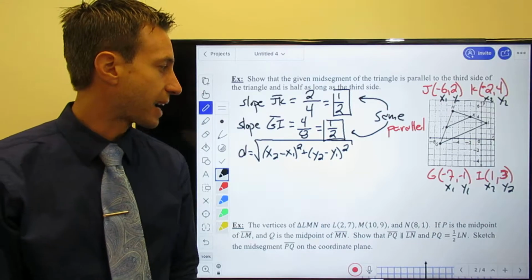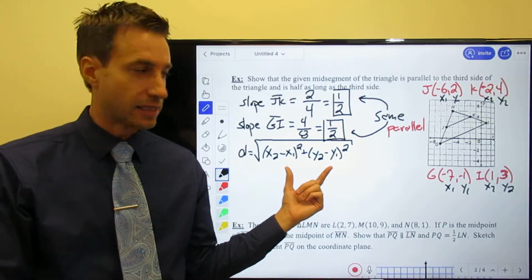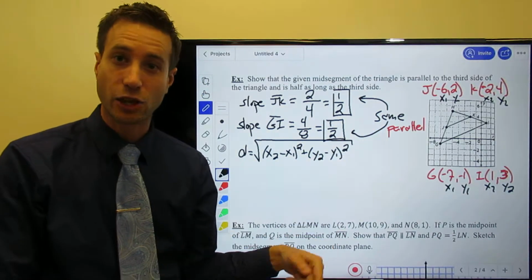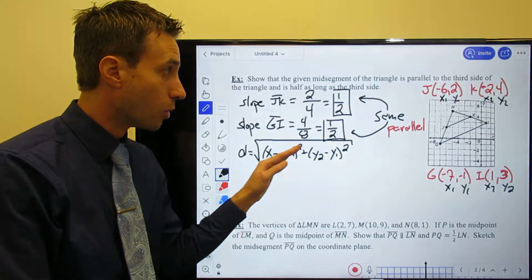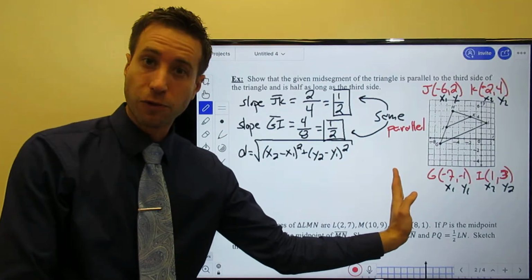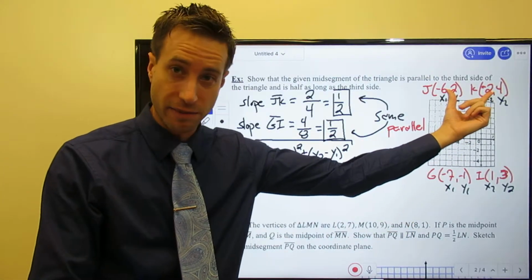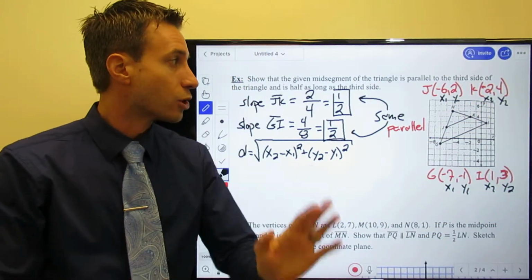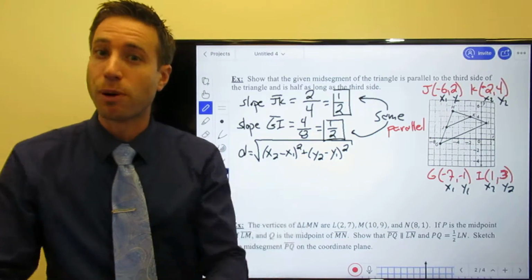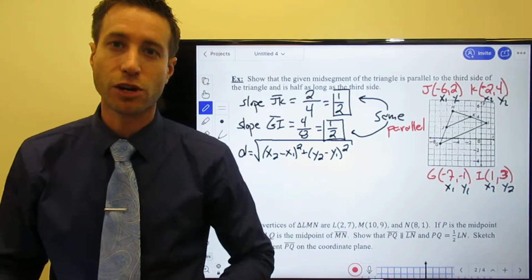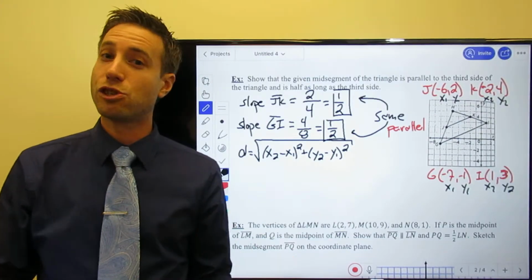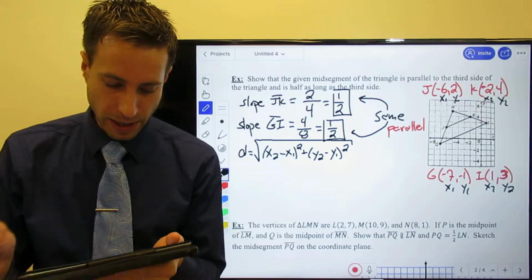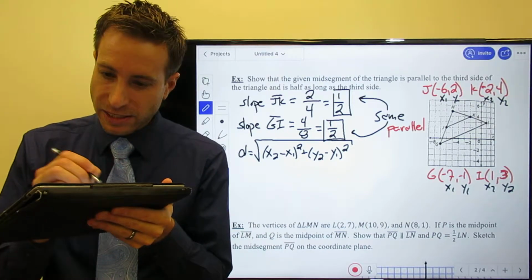Now that I've done that, guys, it's plug and chug into the distance formula. Just make sure you put everything in the correct spot, right? We're going to do it twice, once for JK, once for GI. We're going to find the length of this segment, find the length of this segment, and then compare the two. As long as you put everything in where it's supposed to go and don't fat finger something on your calculator, you really shouldn't run into any trouble here. So here we go. Let's do JK.